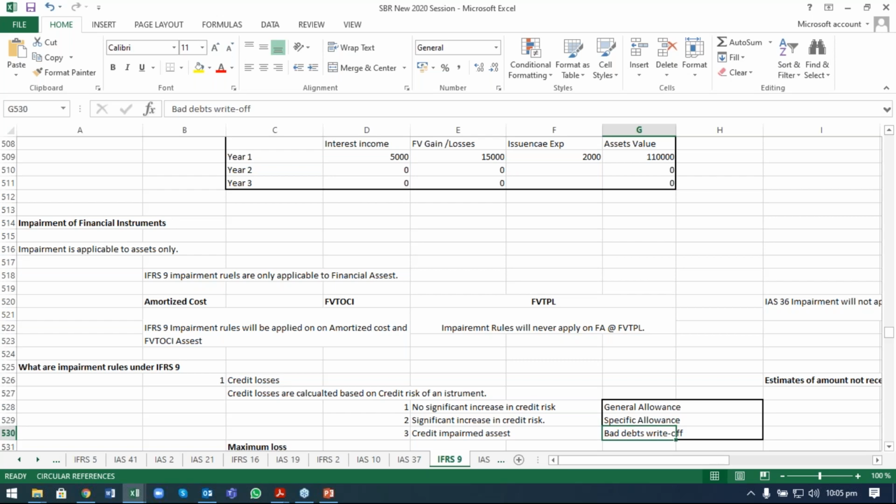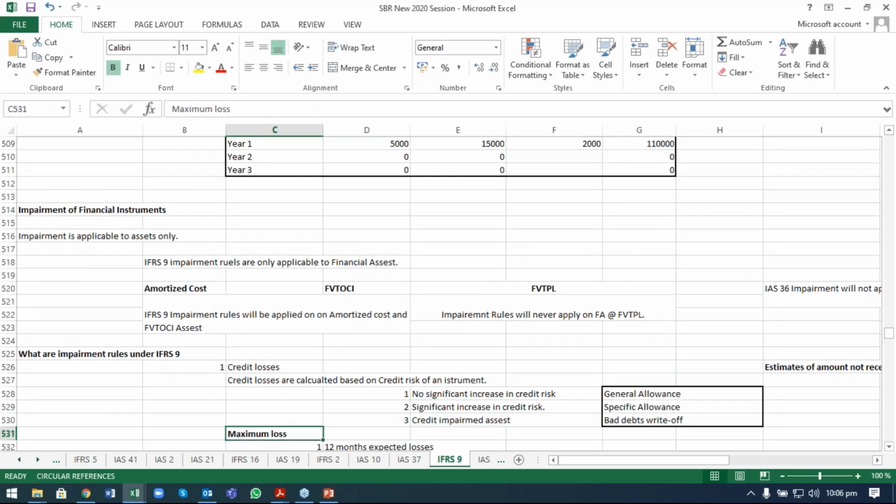The last one is bad debt. Once a credit customer goes bankrupt, only then you are going to write it off, or the customer disappeared, or the customer explicitly refused, saying I am not able to pay you, then you have to write it off, right? So these criteria should be applied in the same way for your understanding of the meaning of no significant increase in credit risk, significant increase in credit risk, and credit impaired assets. So that's the main idea of it.